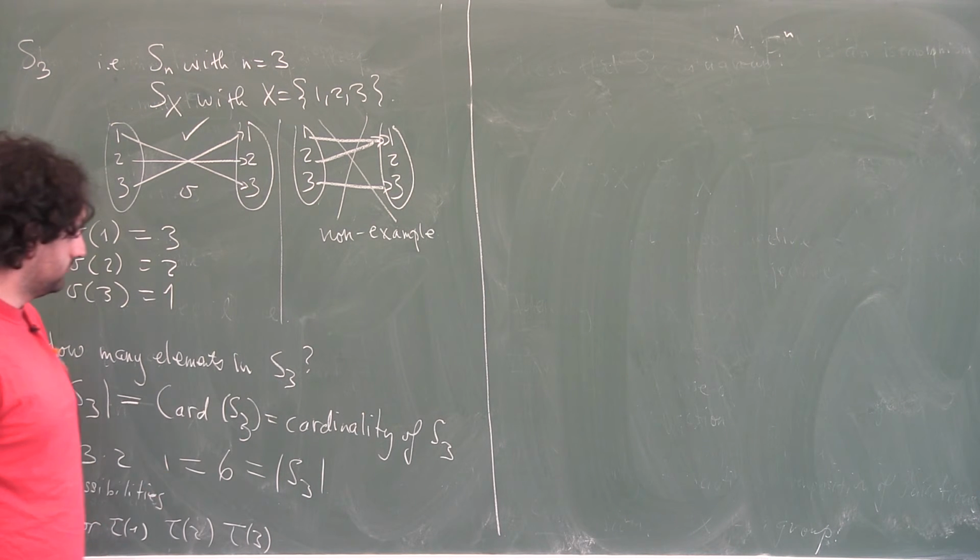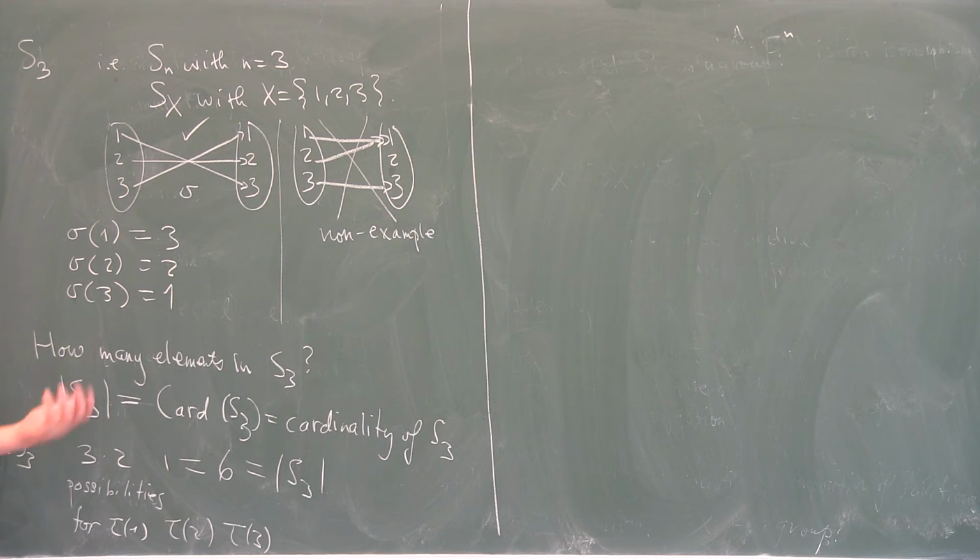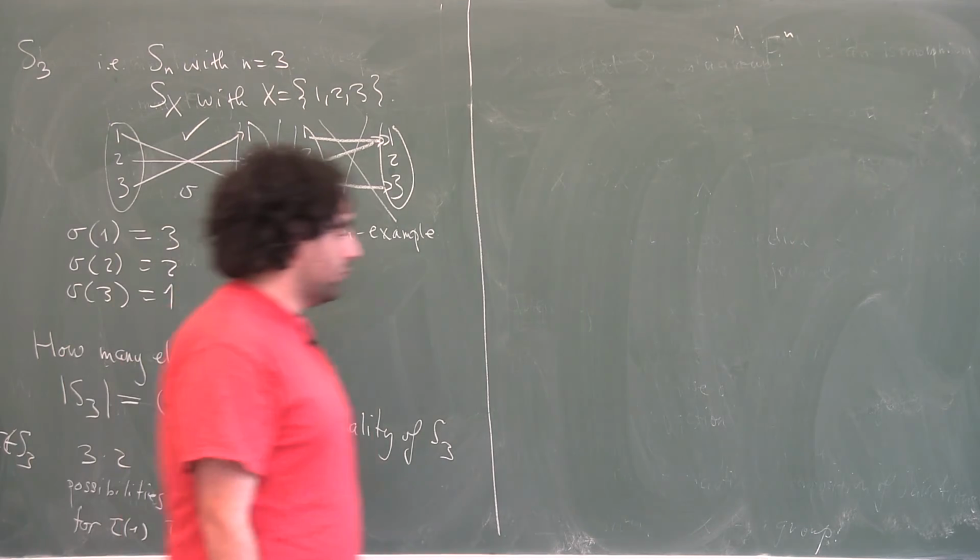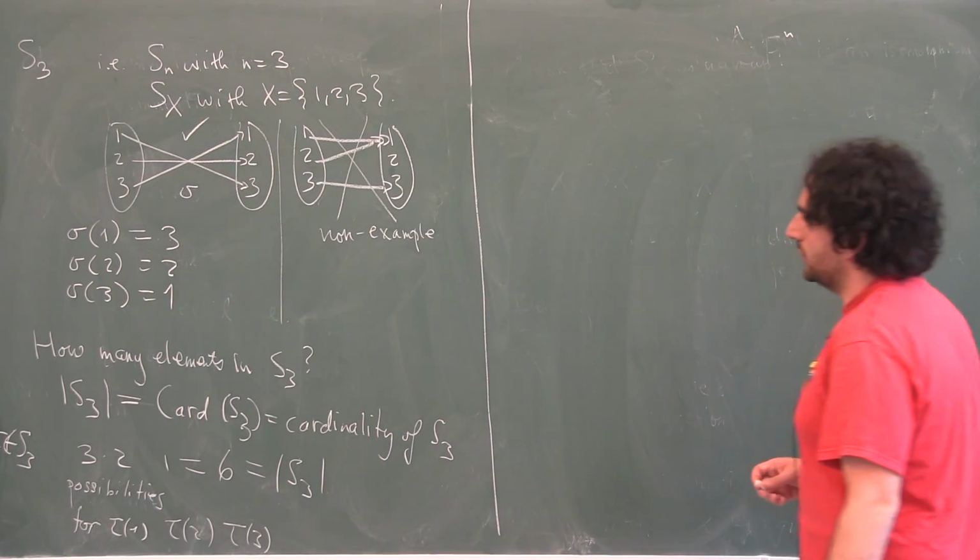Okay? Now, let me write out explicitly the 6 elements of S3, and I'll use this opportunity to define one of the many notations used for describing permutations. There are many different ways to write down permutations. So here's one way to do it.